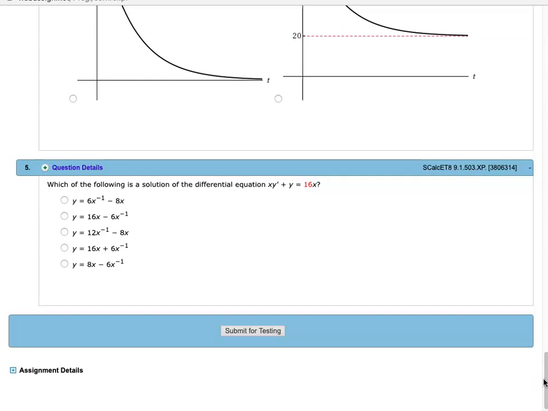I've got to be honest, I'm dying to just separate this, but that's okay. So instead, this is what they want you to do for this. For each of these y's, they want you to find y prime, then plug in y prime and y, and see which one gives you a true equation.